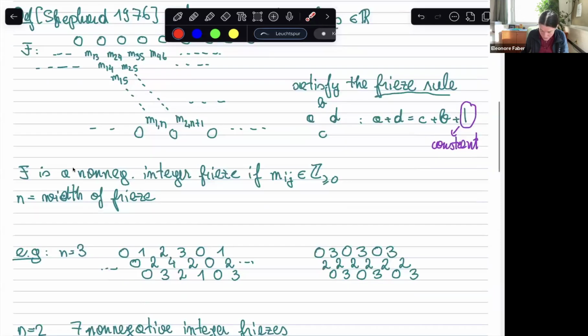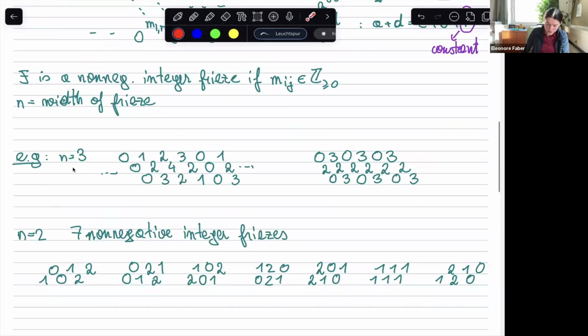And I also wrote down n equals 2. For n equals 2, you can quite easily find out what conditions the entries have to satisfy. And you see that there are only 7 non-negative integer friezes, and they are here. And for people knowing about multiplicative friezes, you will be interested in where the zeros are in your frieze. And here you see there is something weird happening. There are also friezes without any zeros at all. So that's already quite interesting.